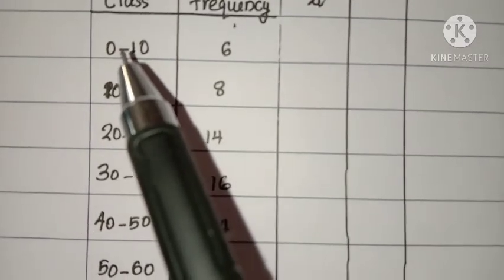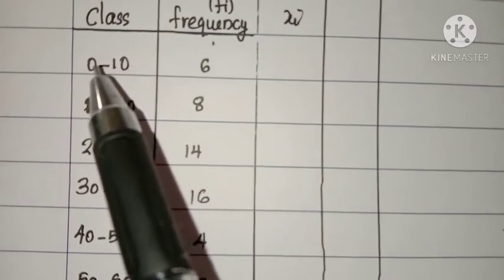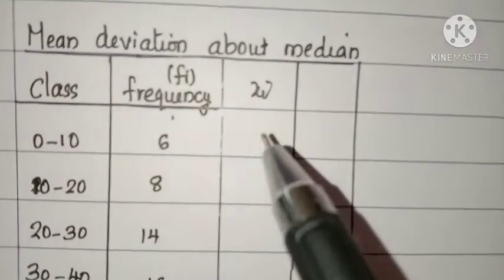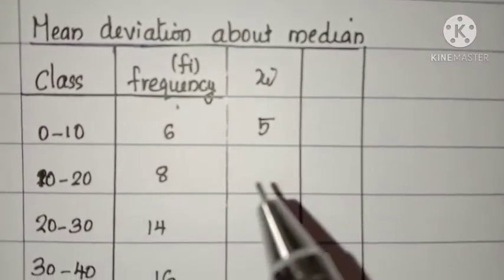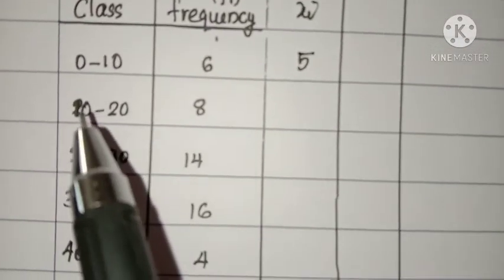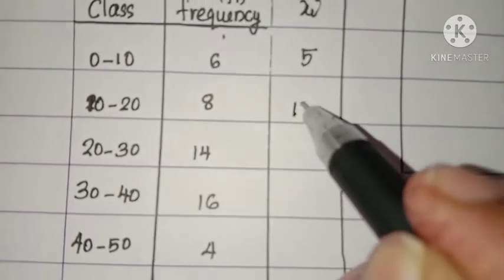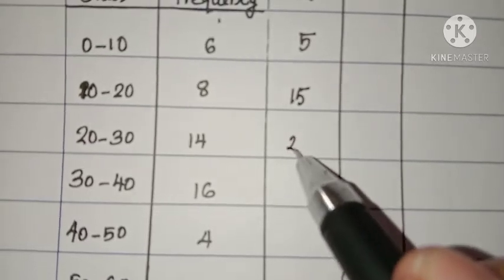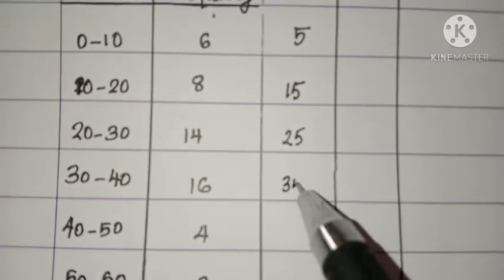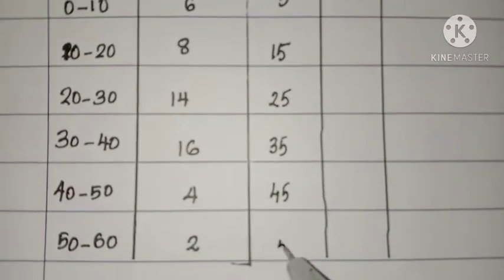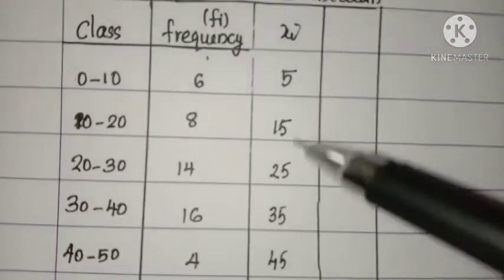So listen, the first class interval is 0 to 10. What is the class mark or midpoint of this class? That is 5. So 5 represents our first value, xi. Now look at the next class interval, 10 to 20. The class mark or midpoint of this class is 15. So next xi value is 15. Similarly 20 to 30, mid value is 25. Next is 35, 45, 55. So these are our xi values.